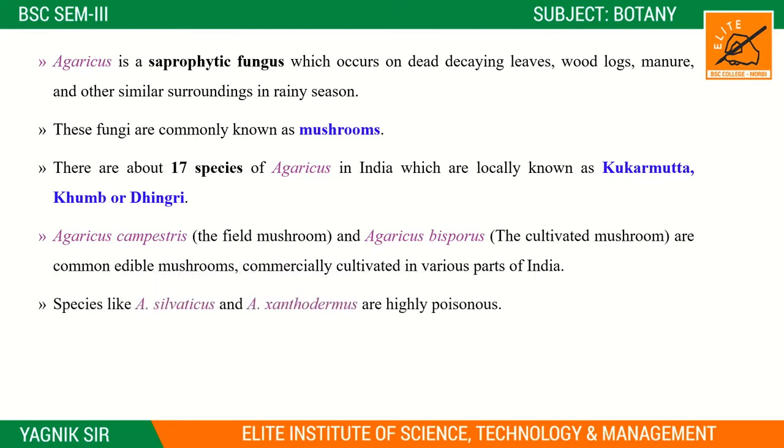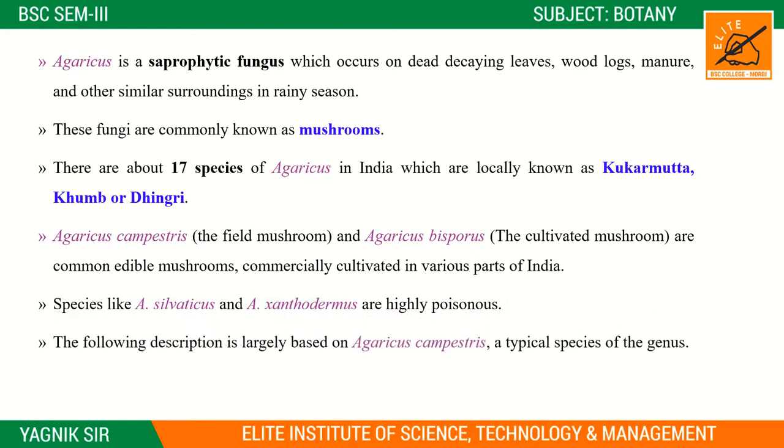Common species like Agaricus sylvaticus and Agaricus xanthodermus, these are highly poisonous species. These two species are highly poisonous. જેમ edible છે એટલી જ આ danger છે, right? And the following description is largely based on Agaricus campestris, a typical species of the genus.